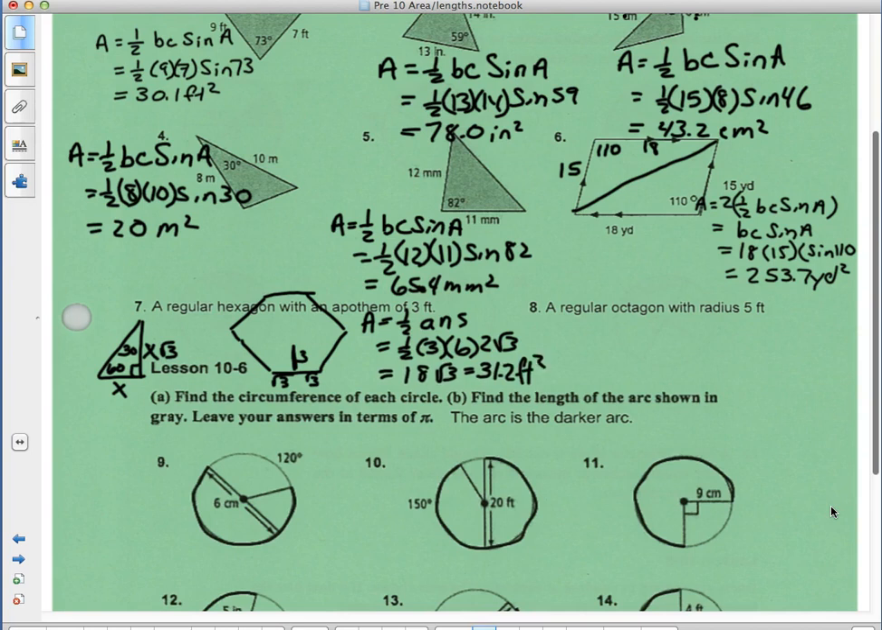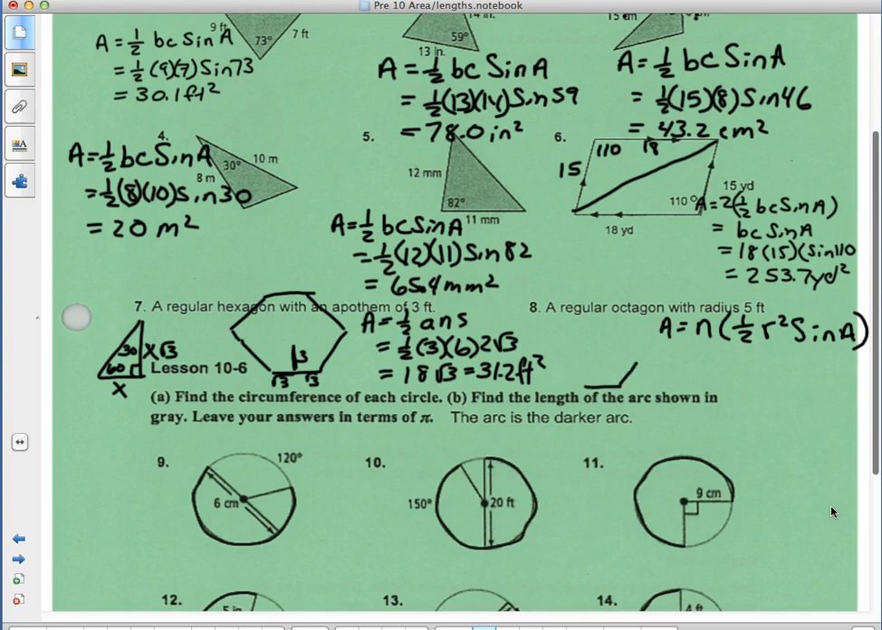A regular octagon with radius 5. Now the radius, this is awesome. Remember, I just did a problem with the apothem, but when you're given a radius, the formula we're going to use is area equal to n, the number of sides, times 1/2 r squared, where r is the radius length, sine of a, which is the central angle. So we're going to find the central angle, and maybe we'll have a picture of this so you guys can see what we're talking about.